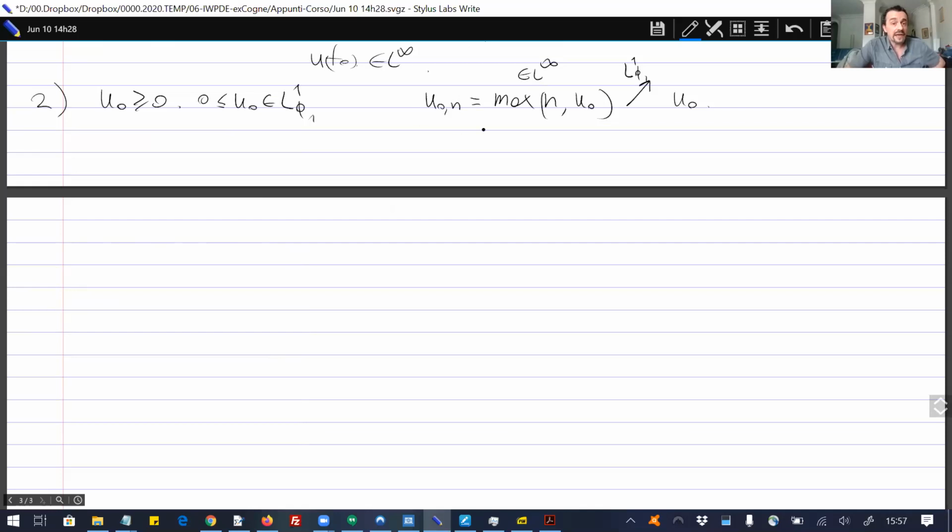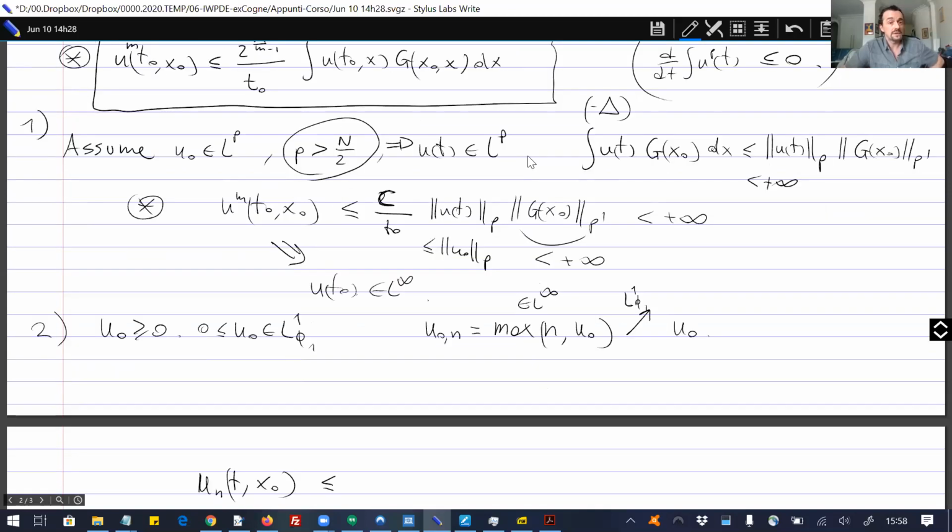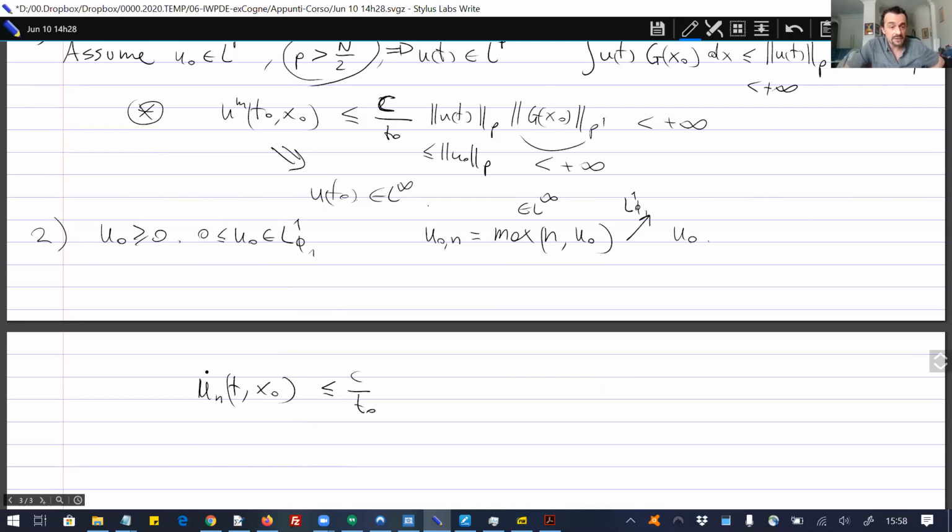Then what happens? Okay, for every n, you have the result of the previous step. So you have u_n(t, x0) is less or equal than a constant divided by t0, here there is an m, integral of u_n(t0), and then the integral of the Green function, dx. Now, since this is already in L infinity, we already know that it is bounded, we can say this is less than c, the norm of u_n(t0) in L infinity. Matteo, sorry, I think you are missing an n somewhere. Yes, there is an n everywhere. Okay, yes, thank you. And this is finite.